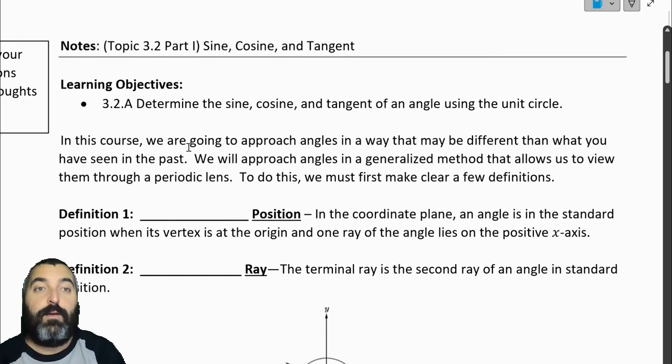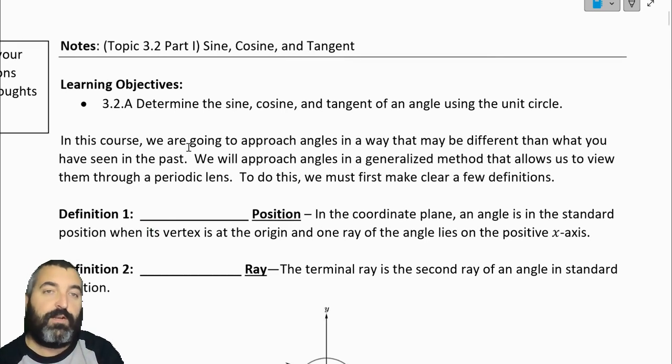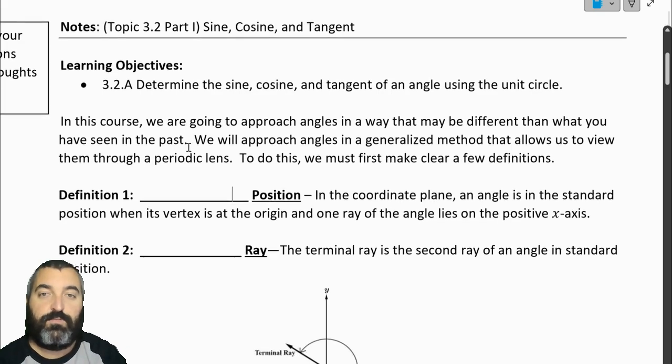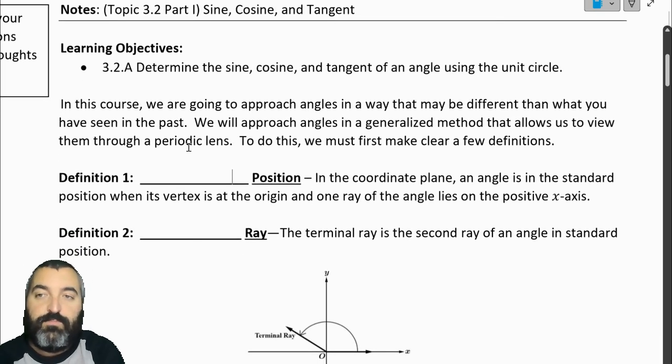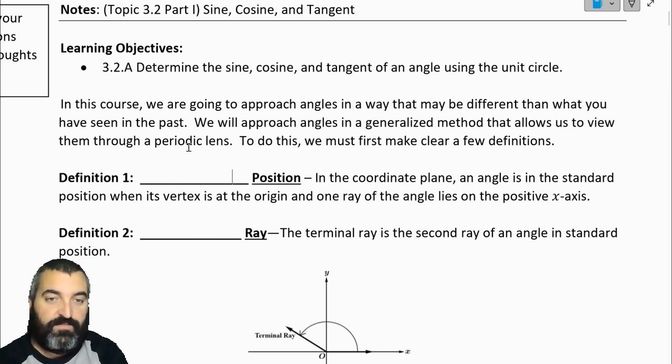Today we are looking at topic 3.2, which covers sine, cosine, and tangent. All right, so in this course, we're going to approach angles in a way that may be different than what you have seen in the past. We'll approach angles in a generalized method that allows us to view them through a periodic lens. So we got to talk about some definitions first.